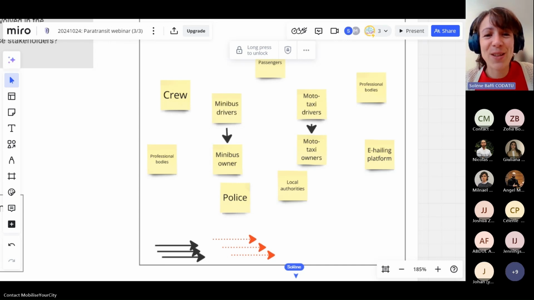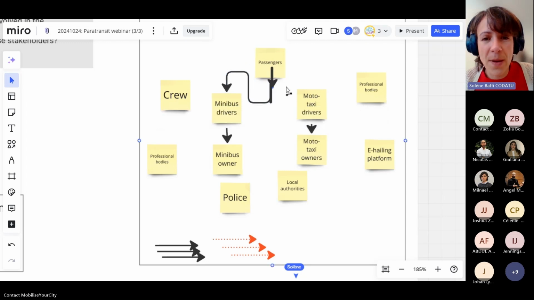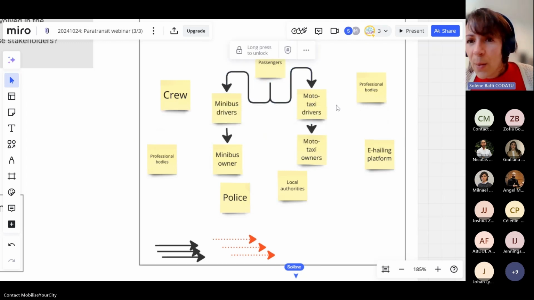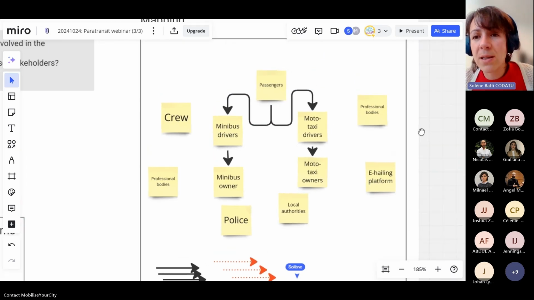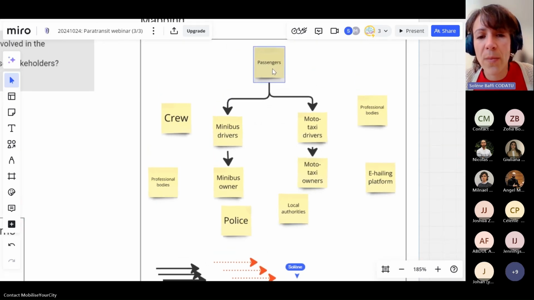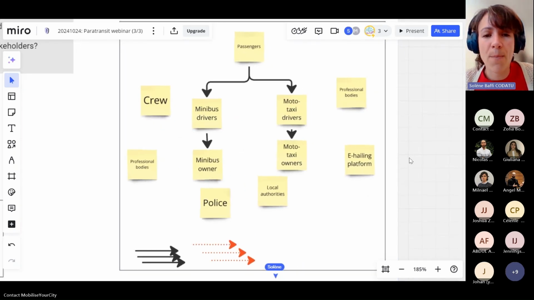Yes, Keisha is suggesting that the passengers are pairing directly to the drivers. And that's the interesting point, that most of the income generated in this sector actually results from the passengers' fare, which means that we are in the case of a very, very restricted income resource, and therefore a lot of pressure on the financial model of the stakeholders. So we have passengers paying directly the minibus drivers and the motor taxi drivers.